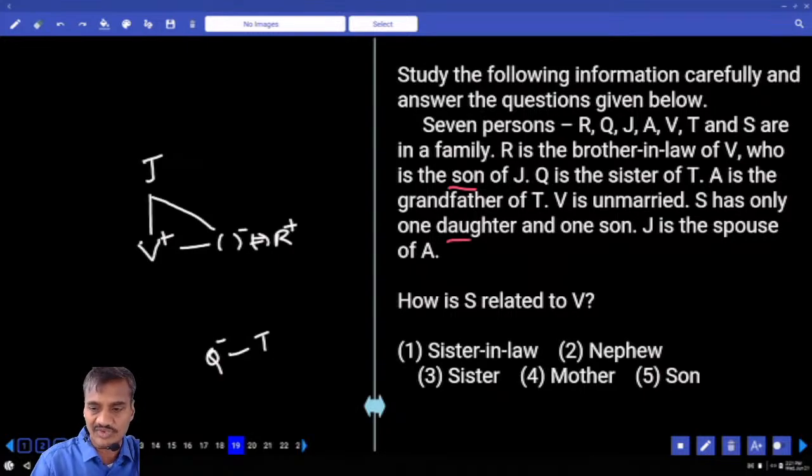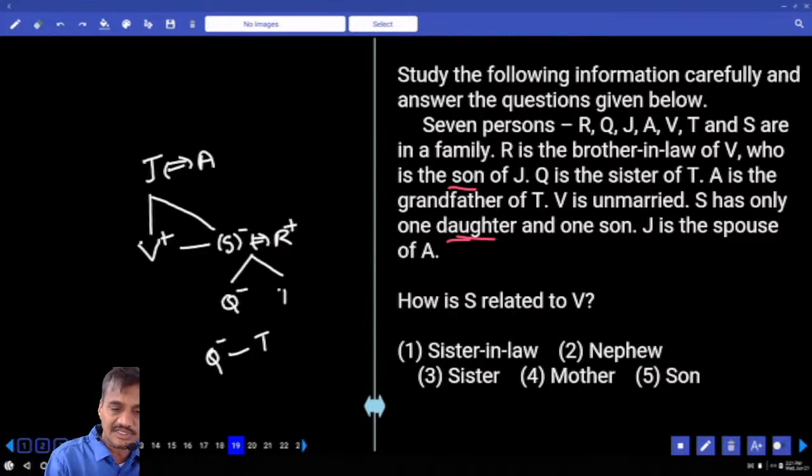S has only one daughter and one son. Now this J and S are not the couple, because S is having one son and a daughter, and J is the spouse of A. Now J is the spouse of whom? J is the spouse of A. J and A are a married couple. Then if S has only one daughter and only one son, where should this S be? S must be here. Then this person is having one daughter and one son. Now Q is the daughter and T is the son.